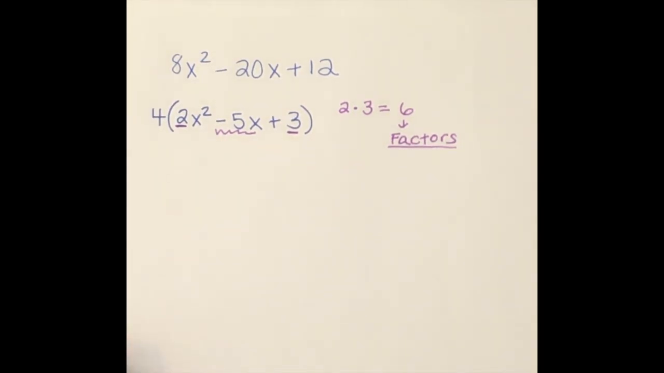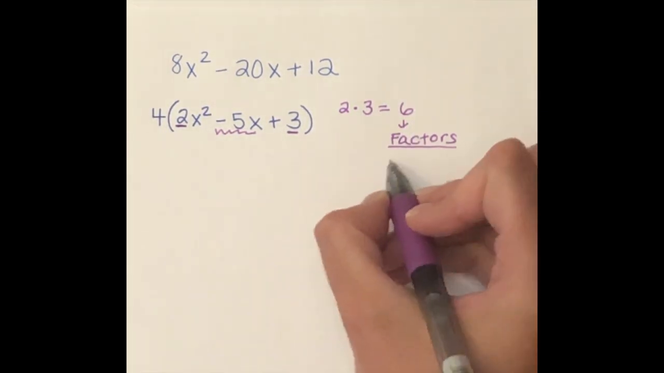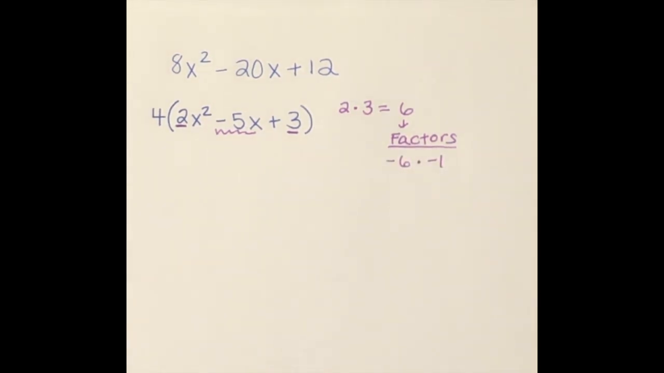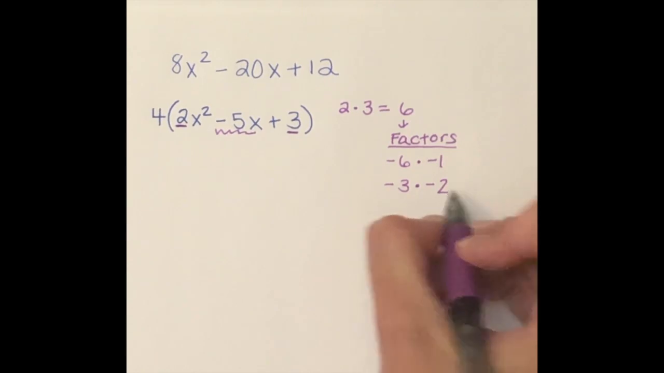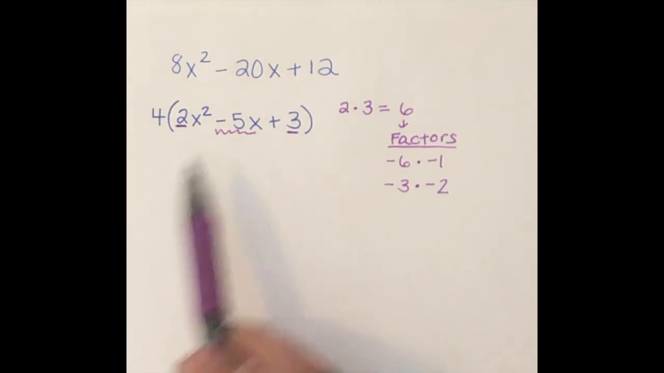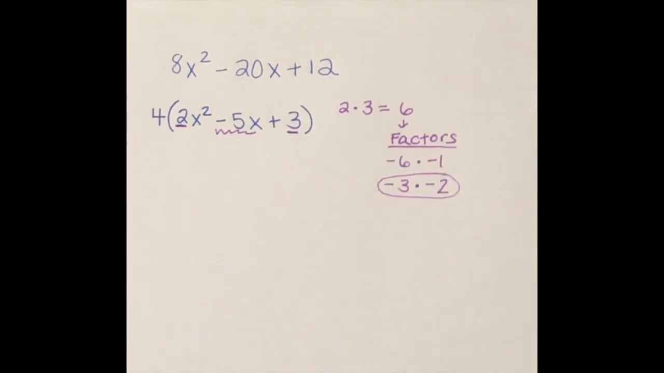So do you think we'll have negative numbers or positive numbers? That's right. We'll need 2 negative numbers because, as we know, 2 negatives multiply to get a positive, but they add to get a negative. So let's take a look. What are negative factors of 6? Well, we have negative 6 times negative 1, that would get me a positive 6. And we have negative 3 times negative 2, that would also get me a positive 6. But remember, which of these will add to get negative 5? That's right, these two, negative 3 and negative 2.